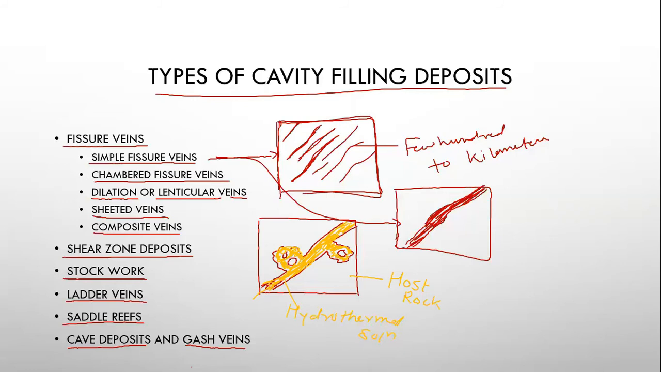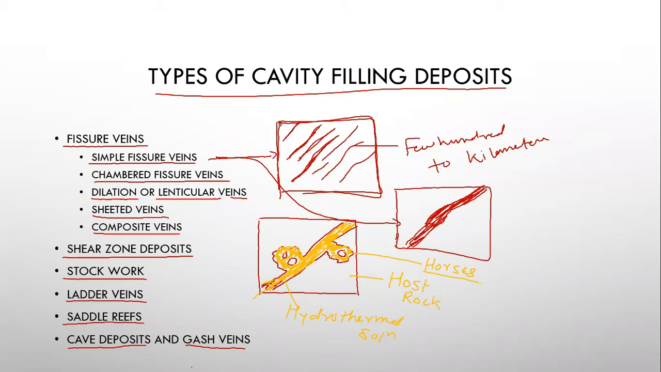And sometimes what happens, it leaves the eye-like structure of host rock. That is called as horses, which stays as it is in the vein and is surrounded by crystallized hydrothermal solution.